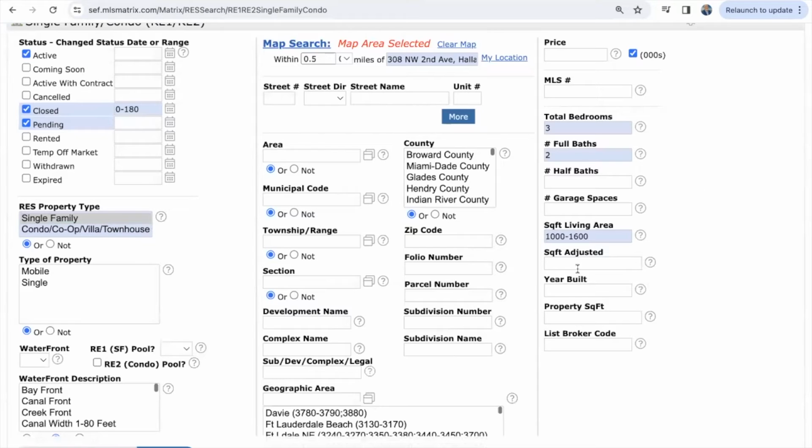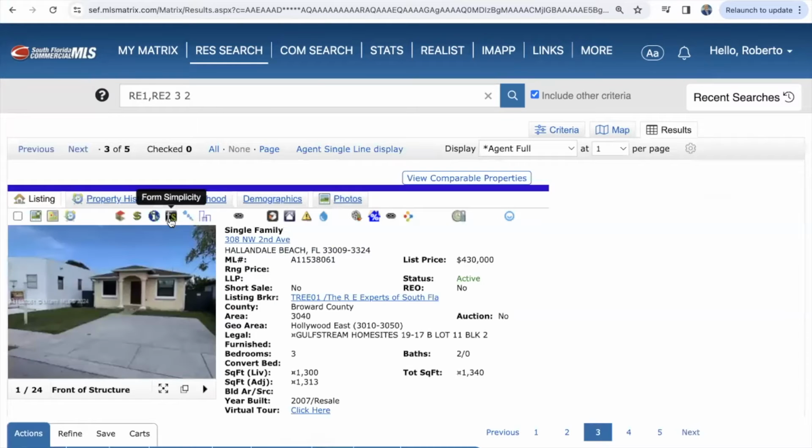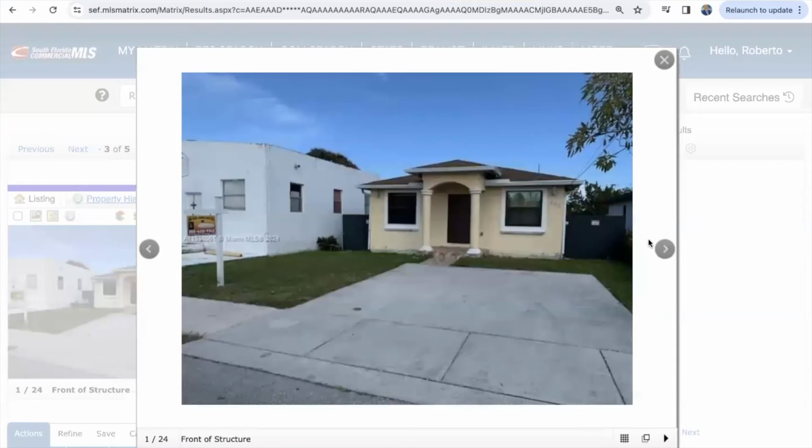If you do this and you have results, there's no need for you to make any adjustments. Okay, we have 1 sale and 4 active listings, and the subject property is one of the active listings, 308 Northwest 2nd Avenue. So let's take a look at the subject property. Here's the subject property.